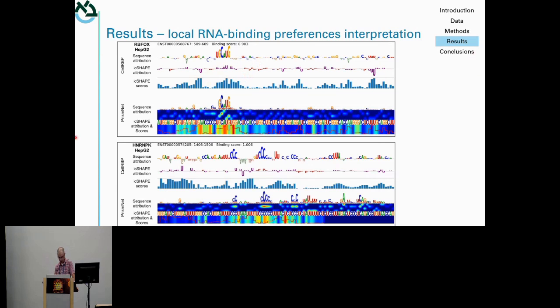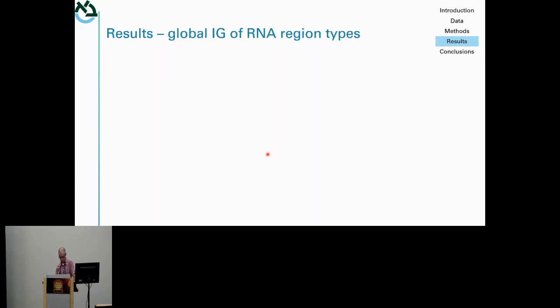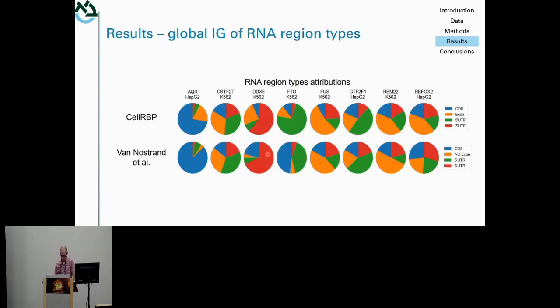Another example is HNRNPK. I think it's also one of the proteins we have seen in the talk before, the splicing factor. Again, you see that there is enrichment for Cs, both as identified by CellRBP and as identified by PrismNet, and it's less clear what the structure preference is in this case for the different Cs that are the binding site. Moving on to global interpretation. We performed one interpretation looking at the preference for the region types, and we compared them to what was published in the Van Nostrand study in Nature 2020.